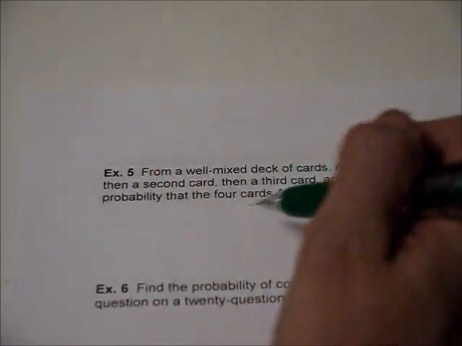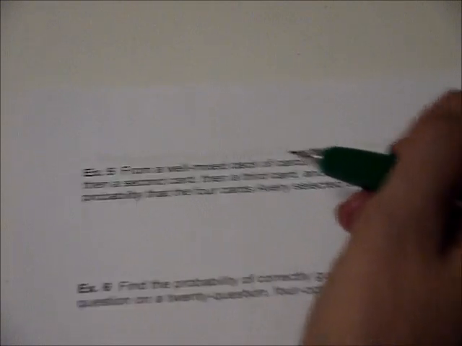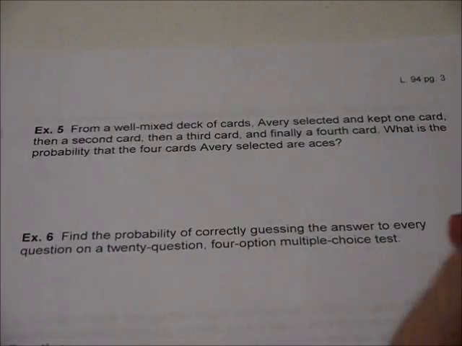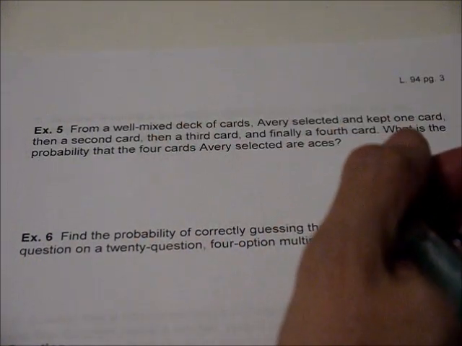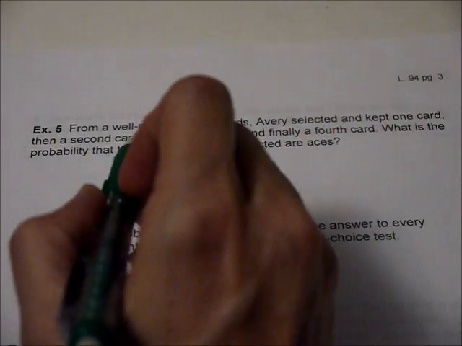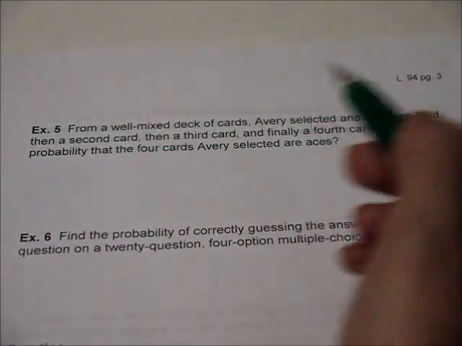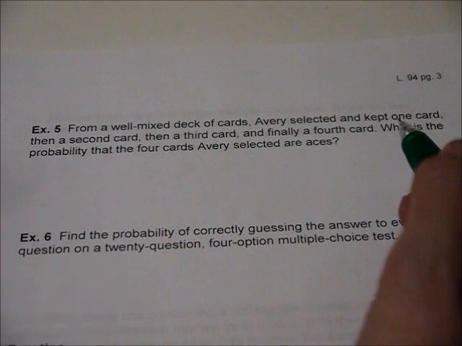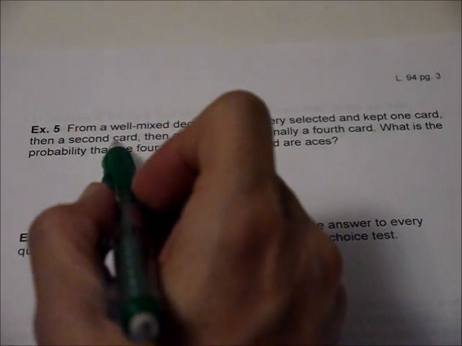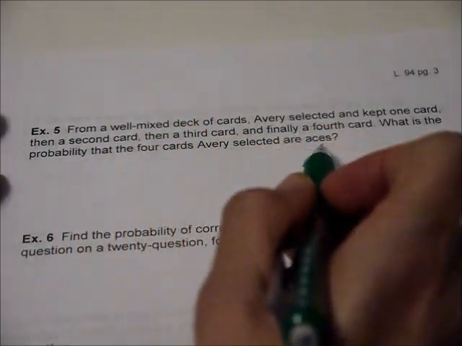Okay, from a well-mixed deck of cards. Now I need you to know exactly what's in a deck of cards. I don't even know if kids play with cards anymore, but cards are going to be used a lot in any probability question, so it would be good for you to know. So there's a well-mixed deck of cards, meaning that if they're not shuffled, the probability is going to be weird. Avery selected and kept one card, then a second card, then a third card, and finally a fourth card. So she drew cards 4 times. What is the probability that the 4 cards Avery selected are aces?